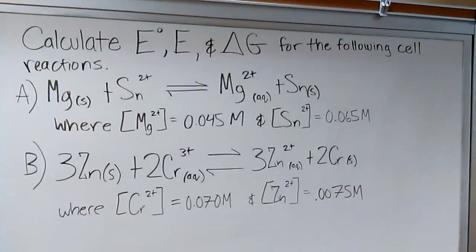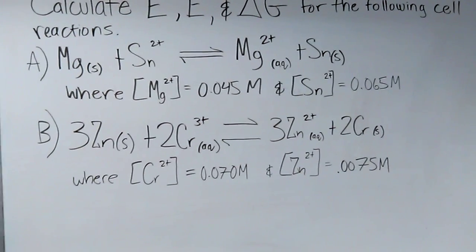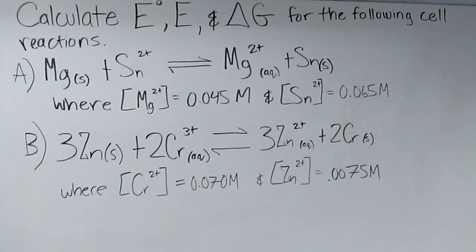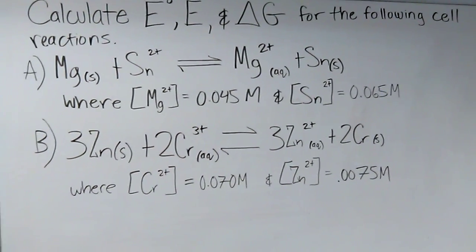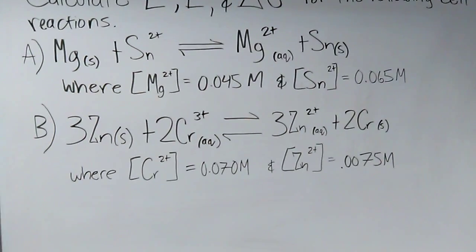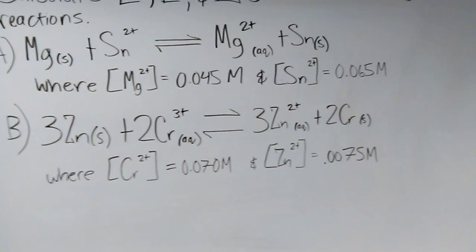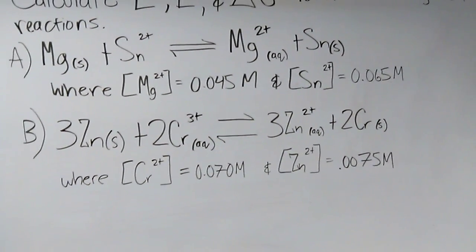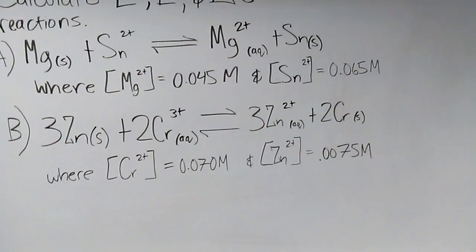All right, so today we're going to calculate the E standard cell, E actual, and Gibbs free energy for the following cell reactions. We have magnesium solid plus tin 2+ aqueous yields magnesium 2+ aqueous plus tin solid, where the magnesium 2+ concentration is 0.045 molarity and tin 2+ is 0.065 molarity. And then we have our second equation, which is 3 zinc solid plus 2 chromium 3+ aqueous yields 3 zinc 2+ aqueous plus 2 chromium solid, where the concentration of chromium 2+ equals 0.070 molarity and zinc 2+ equals 0.0075 molarity.